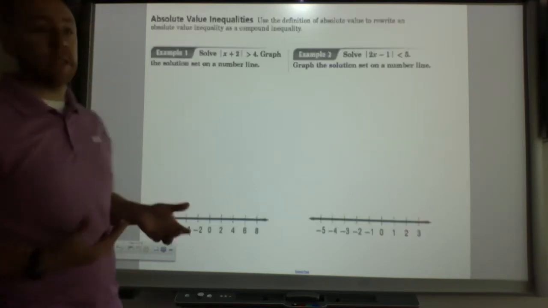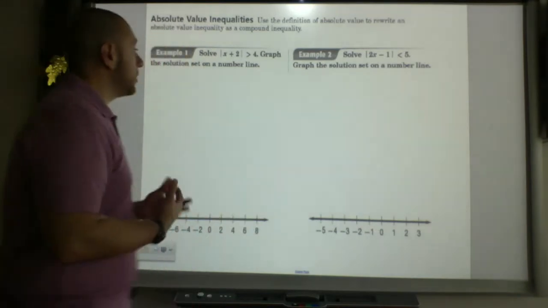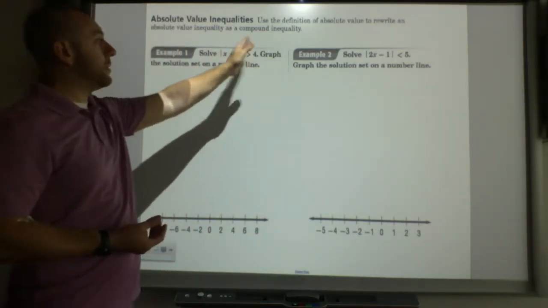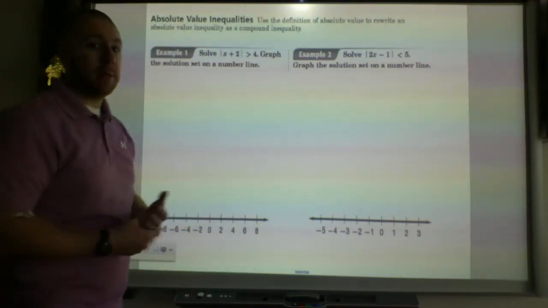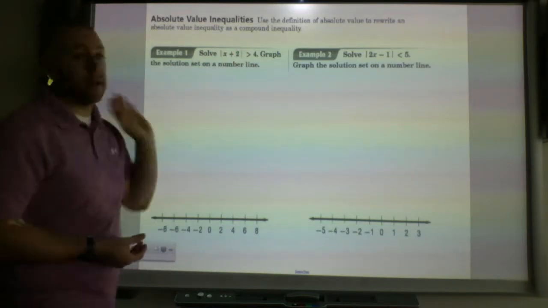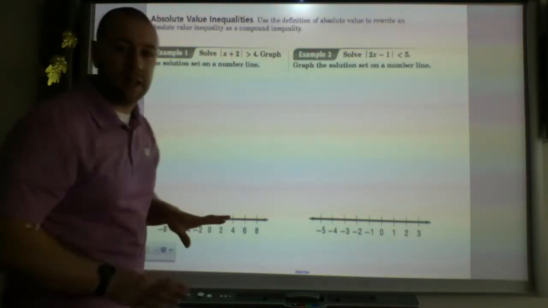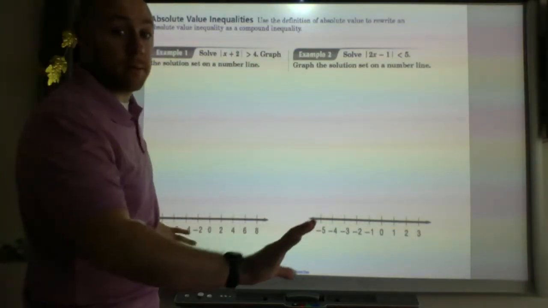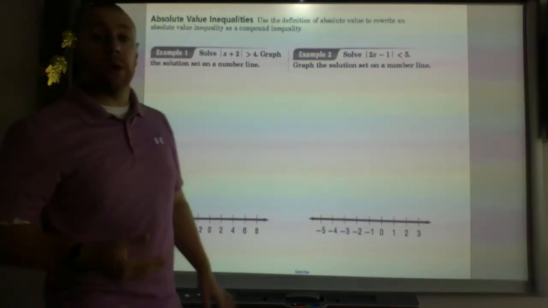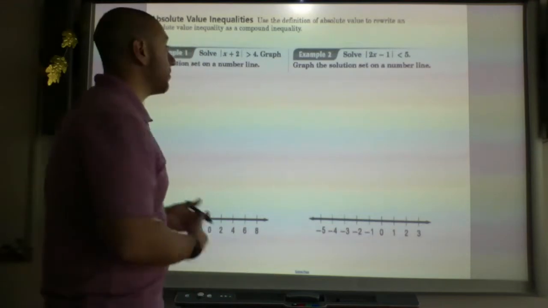I'm going to give you two examples of this. So absolute value of x plus 2 has to be greater than 4. That means the distance from negative 2 has to be greater than 4. So it's going to be kind of like pushing out if you think about distance and absolute value. But what we're going to do is solve it like an equation.